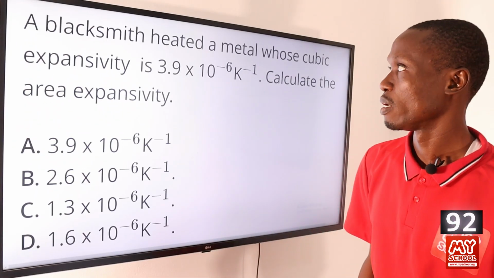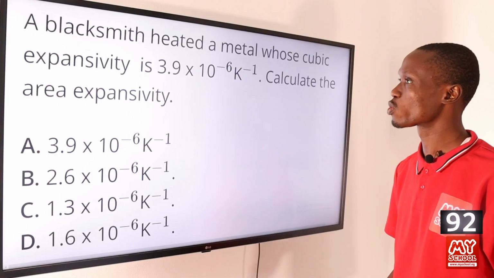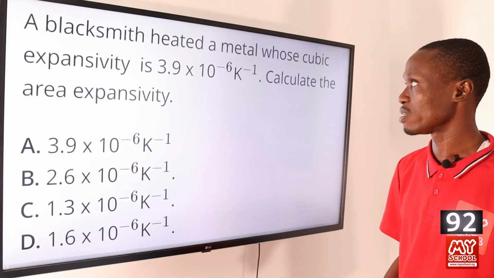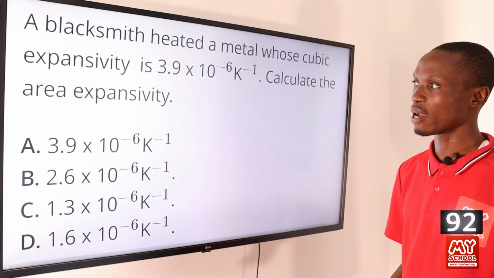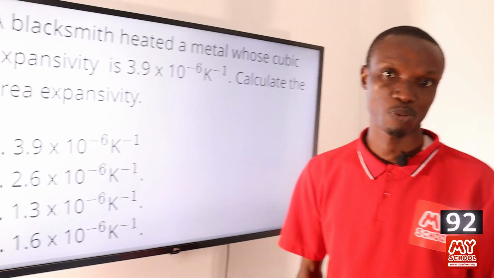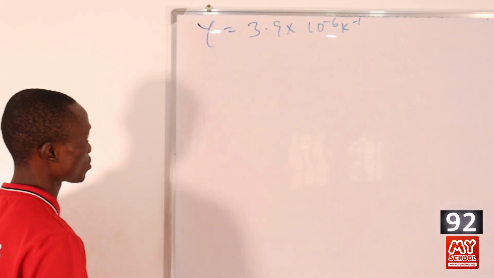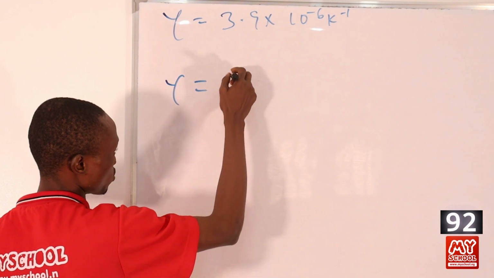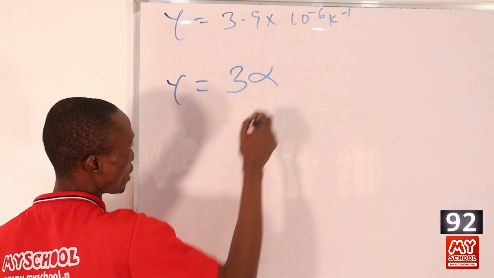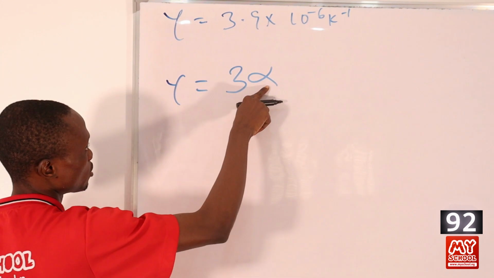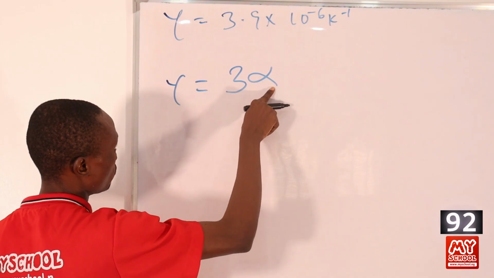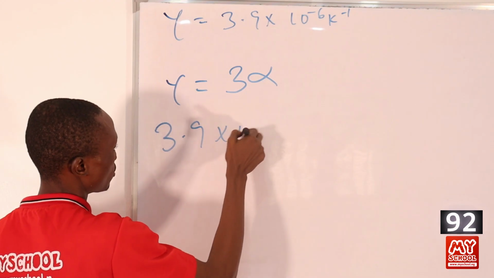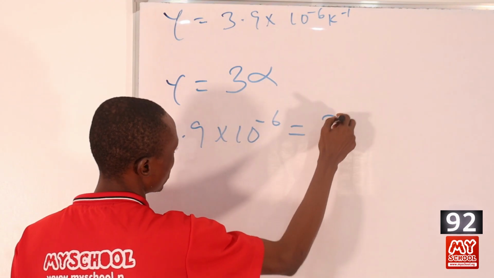Question 92. A blacksmith heated a metal whose cubic expansivity is 3.9 times 10 raised to power minus 6 per Kelvin. Calculate the area expansivity. So let's move over to the board to provide answer to this question. You must not forget that cubic expansivity is equals to 3 linear expansivity. So here, let us calculate for the linear expansivity. Since our cubic expansivity is given to us to be 3.9 times 10 raised to power minus 6, this will be equals to 3 alpha.